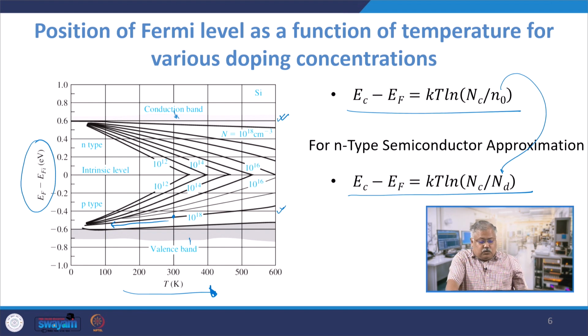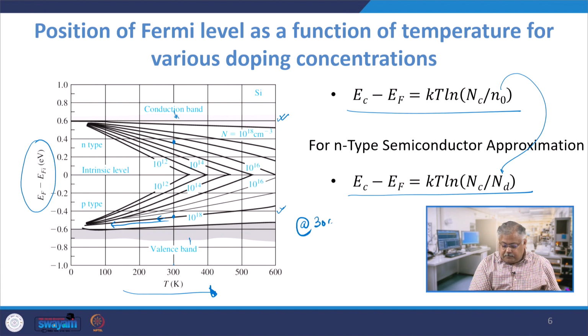So, let us suppose you are trying to find out Ef minus Ei, then what we see is, let us suppose at 300 Kelvin, for intrinsic carrier concentration of 10 to the power 18 with us. As you lower the temperature, this goes to the left, and as you can see, it is going down and down and down. It is easier to understand for n-type. Let us take up any one of them. Let us take this one, let us suppose, right? This is 10 to the power 16. At 300 Kelvin, you have concentration of 10 to the power 16, and Ef minus Ei is somewhere around 0.2, 0.3.